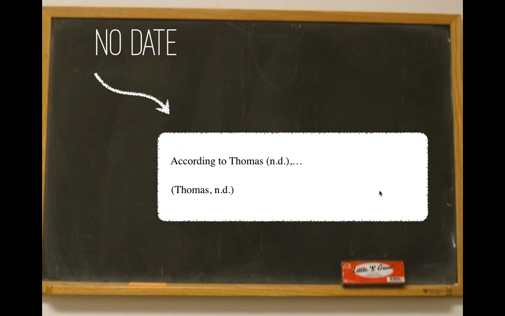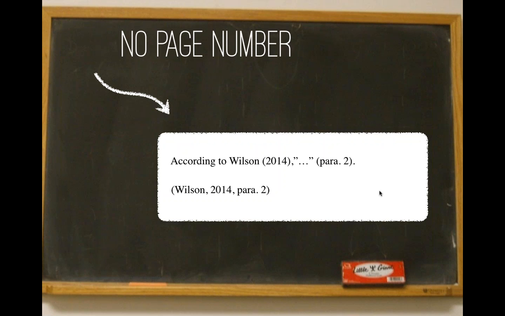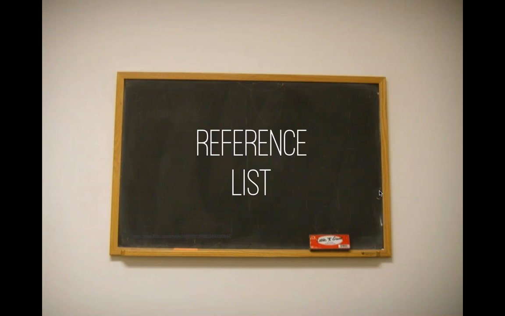If no date is listed, you have to use the abbreviation ND, which stands for no date. And sometimes when we're quoting online resources especially, page numbers are not available. So if we're citing a quotation, we should cite the paragraph number where we found the quote. So for example, if the quote was in the second paragraph, we would cite para 2. If we're citing a paraphrase or a summary, we don't need the page number, so we don't need to include anything. All right, let's talk about the reference list, which is our third major element of an APA paper.